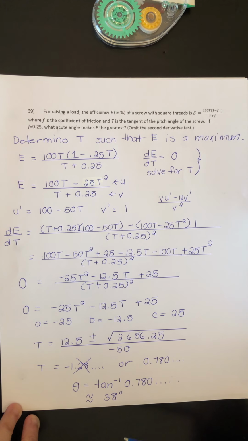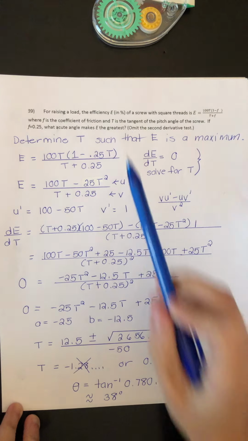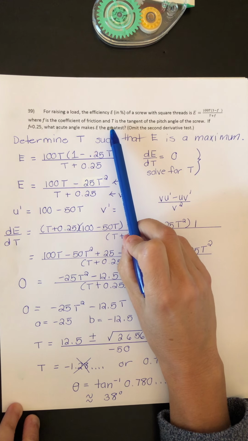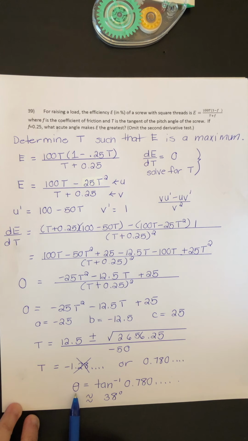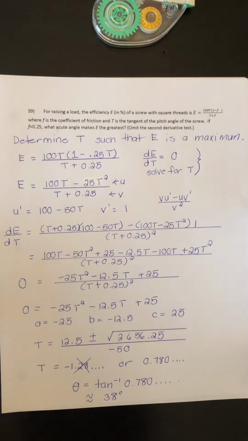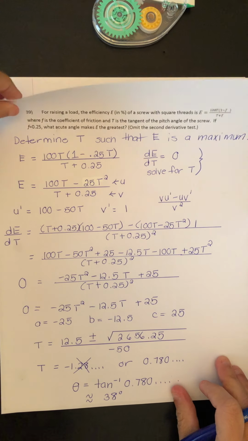And one little trick in this question, the question wasn't asking us for t, the tangent of the pitch angle. It wanted us to find the actual angle. So we had to finish the problem just with the tangent inverse of our answer. Okay? All right, let's do one further example together.